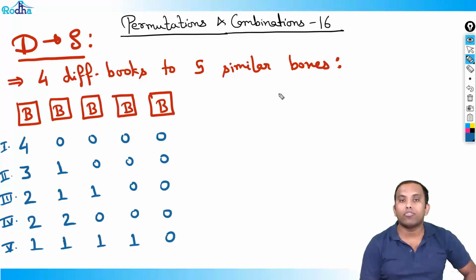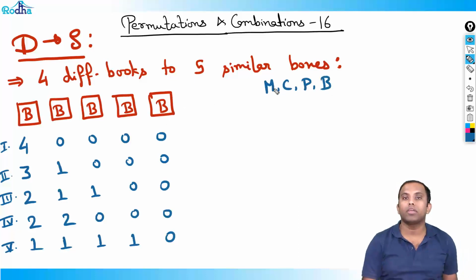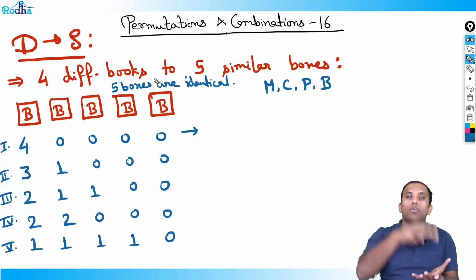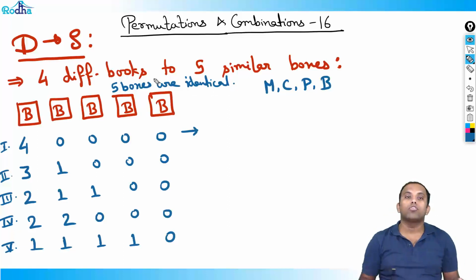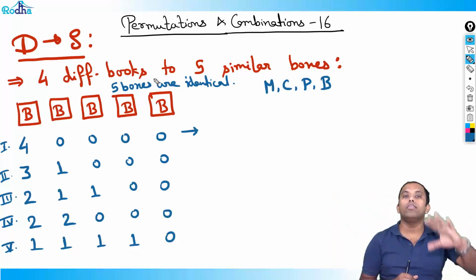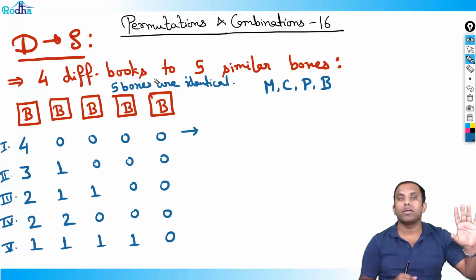Now distribution. There are four different books here, so let's say they are maths, chemistry, physics and biology. How many ways in the first case can you put these four books as 4, 0, 0, 0, 0? See, all these five boxes are absolutely identical. That means if you put four books in one box and close that box, you still have five identical boxes in front of you. You don't know in which box there are those four books.